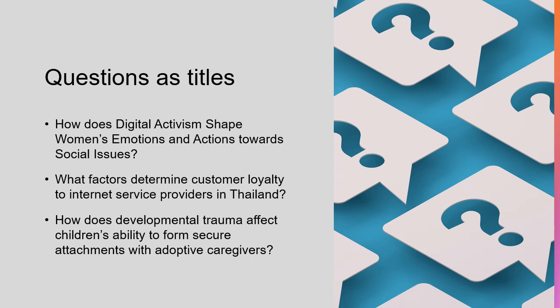Remember that your eventual title for your research project may not necessarily be the same as your research question, although this is a common way of structuring the title of a dissertation, and probably the simplest, especially at the early stages. So, for example, initially at least, you might have a working title of "How does digital activism shape women's emotions and actions towards social issues?" or "What factors determine customer loyalty to internet service providers in Thailand?"